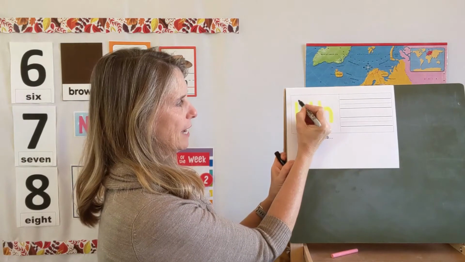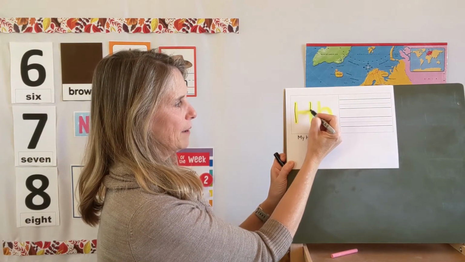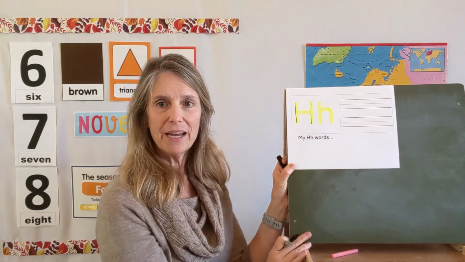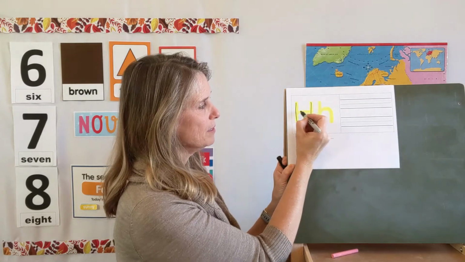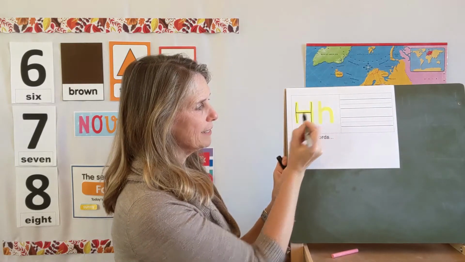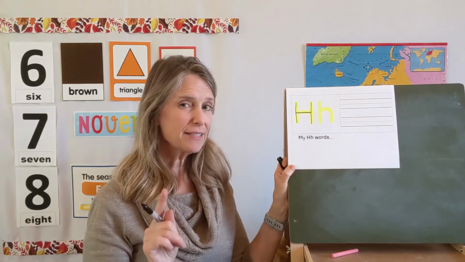So we're going to start at the top and we're going to make a straight line down. We come over to the other one, start at the top, make a straight line down. Now we have to connect our lines by putting a little bridge right across the middle. So I start in the middle and I go over to connect it. There's my uppercase H.